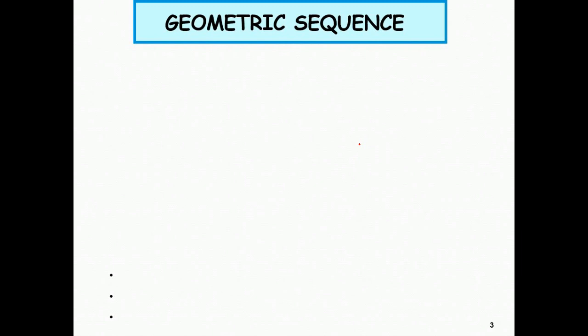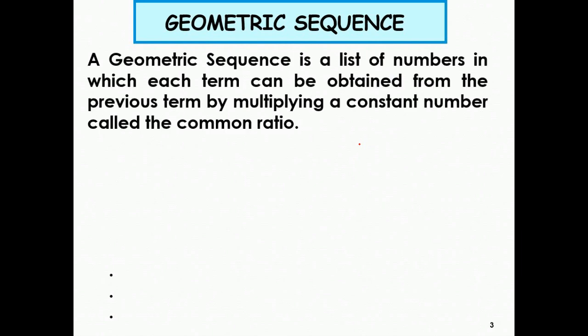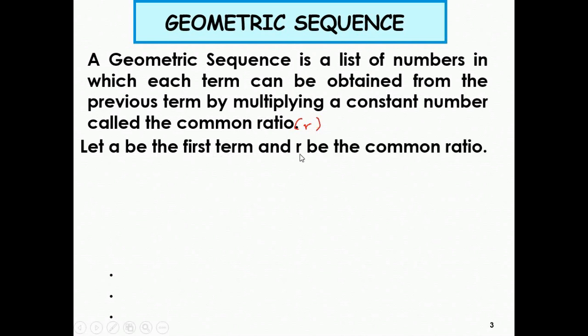First of all, what is a geometric sequence? A geometric sequence is a list of numbers in which each term can be obtained from the previous term by multiplying a constant number called the common ratio, denoted as R. Let A be the first term, R be the common ratio.